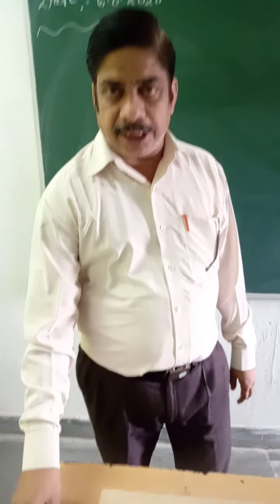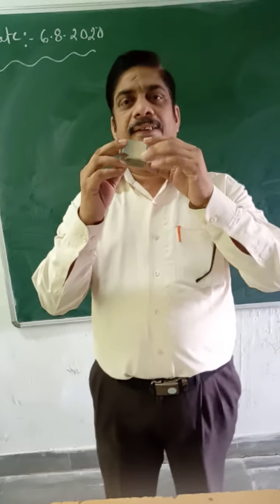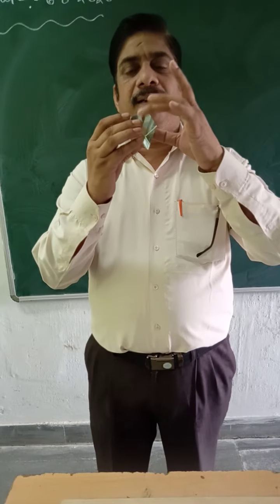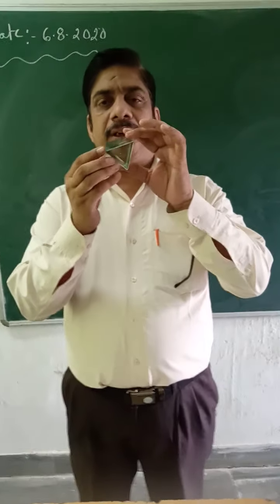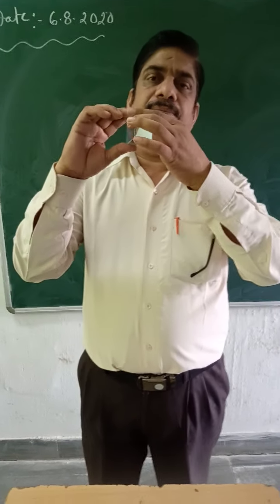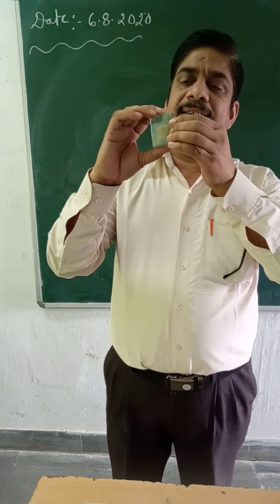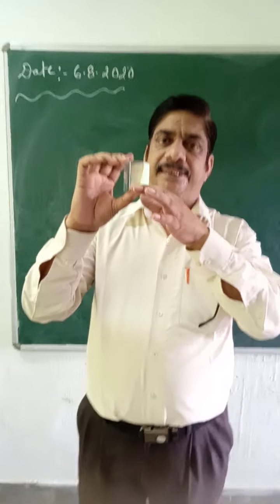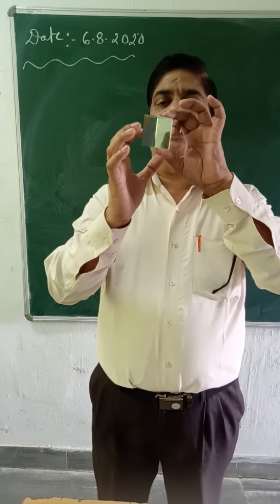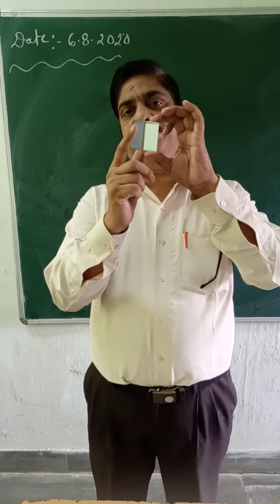Now, here, what is this in my hand? Yes, this is a prism. What is it? Prism. So, in this prism, if you observe minutely, you can see that this is one surface, this is another surface, and this one is the third surface. Again, first, second and third. So these three are the faces of the prism.